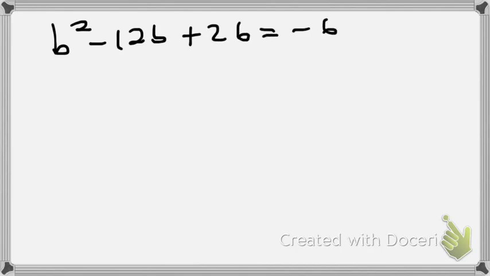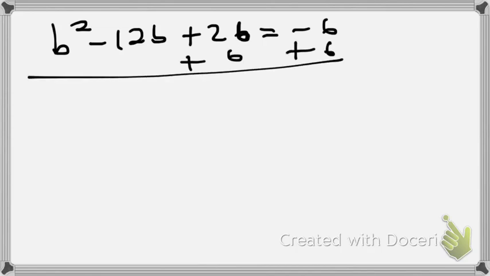So b squared minus 12b plus 26 equals negative 6. First thing you want to do, get everything on one side. So you have b squared minus 12b plus 32. And this is a b.